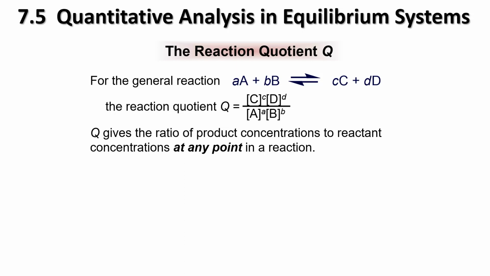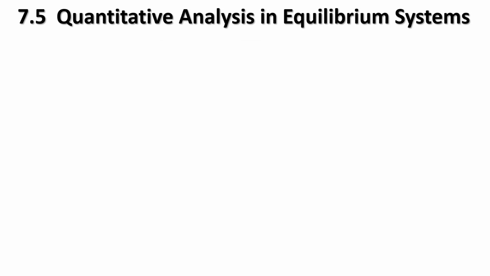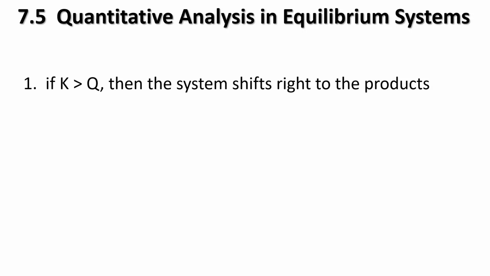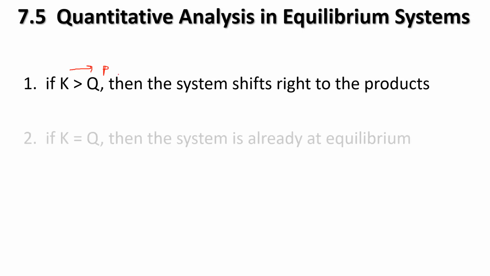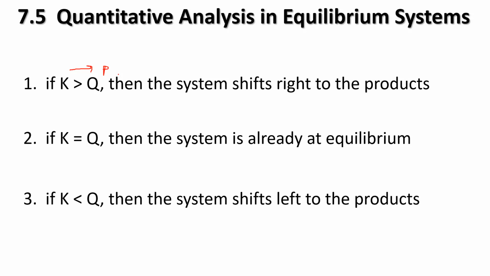So of course, Q is going to give us the concentrations at any particular point. At equilibrium, the two are going to be equal to each other. So we sort of have three outcomes. If K is greater than Q, then the system shifts to the right. The way I've designed this equation here is to show that the arrow is pointing that way, to the side of the products. Number two, if they're equal to each other, then the system's already at equilibrium. And number three, if K is less than Q, the system shifts to the left. Again, the arrow is pointing the direction in which the system will shift, to the reactants over here.